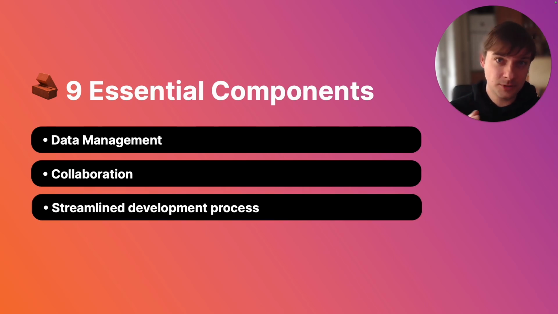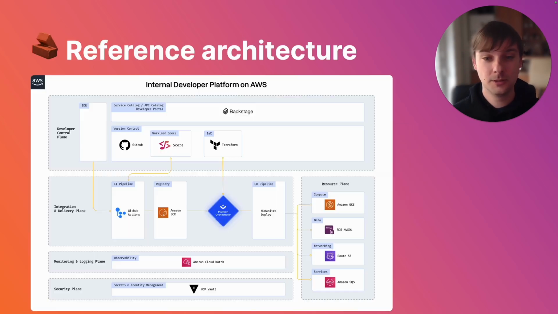And last but not least, a streamlined development process. Internal developer platforms focus on streamlined development processes because this basically means that you automate repetitive and manual tasks. IDPs enable your development teams to actually go from the start of their app to production fast and efficiently.